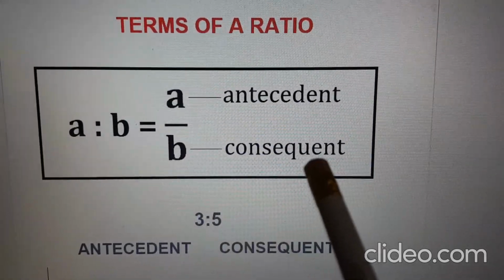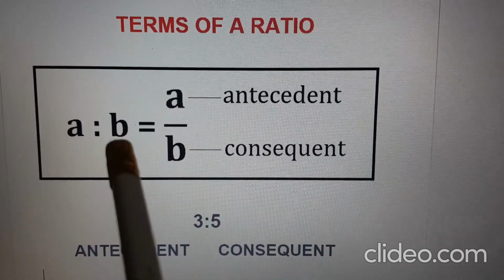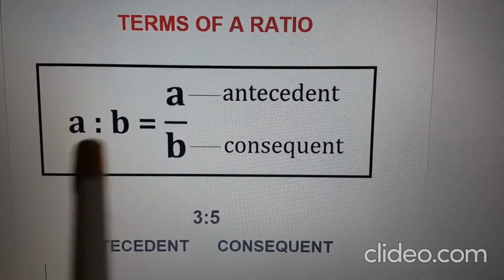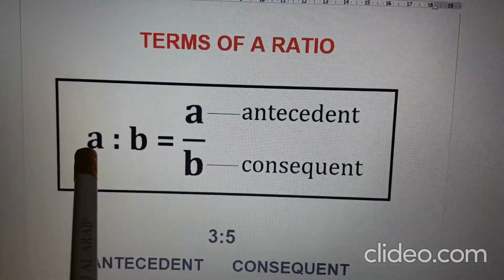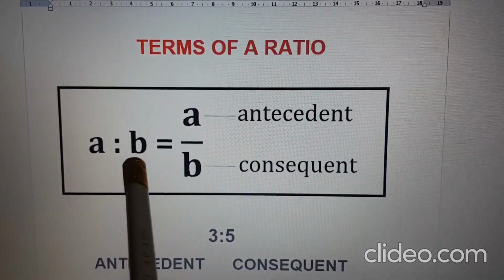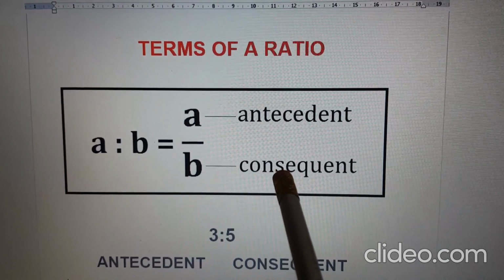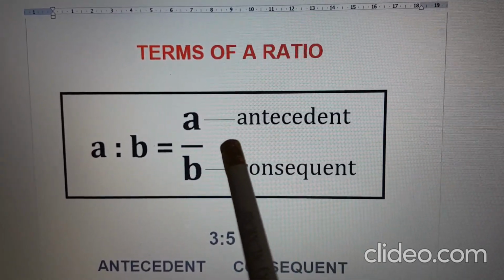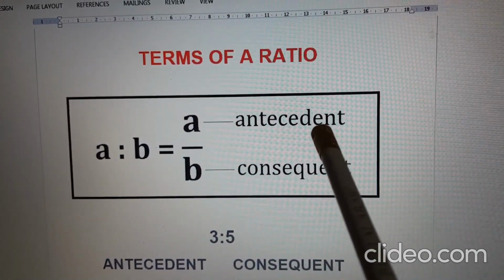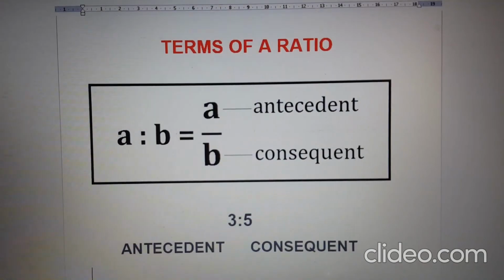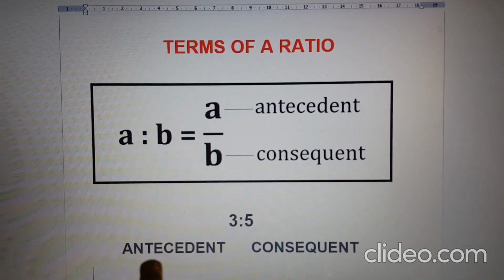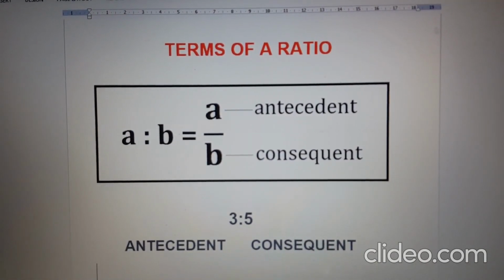Now we will learn terms of a ratio. In the ratio A:B, A and B are called the terms of the ratio. A is called the first term or antecedent. B is called the second term or consequent. This can be written in a fractional form also, where A is antecedent and B is consequent. In the ratio 3:5, 3 is antecedent and 5 is consequent.